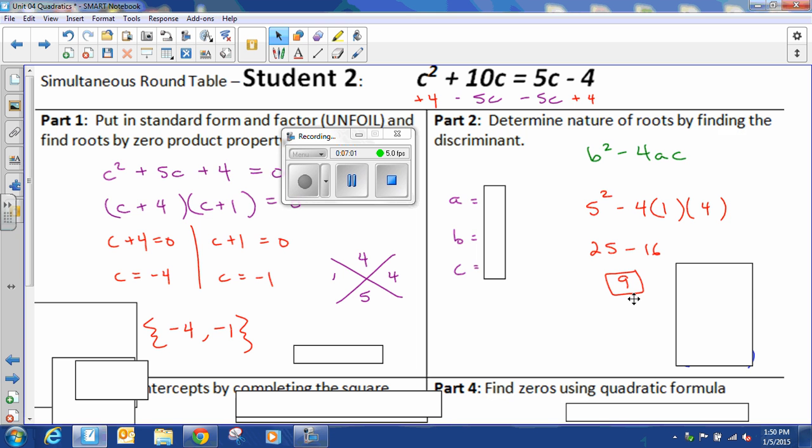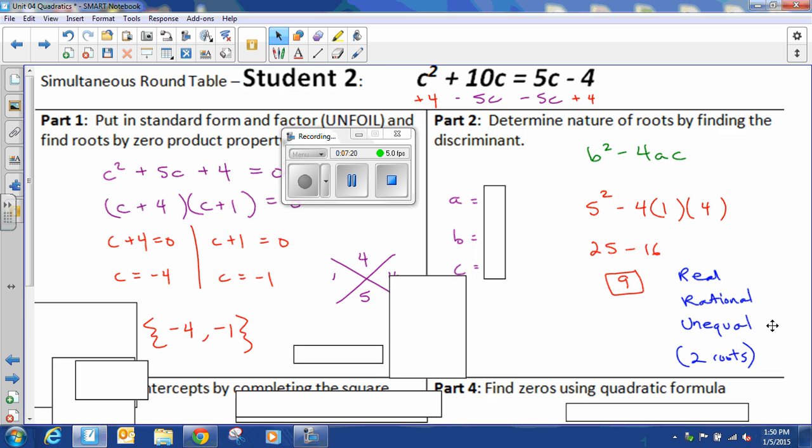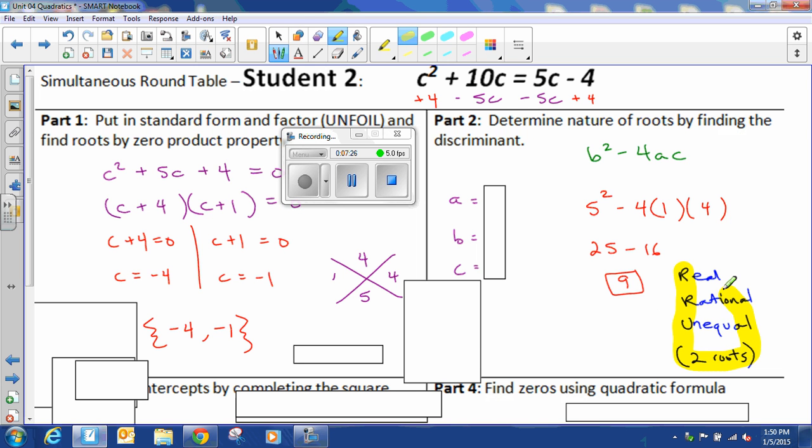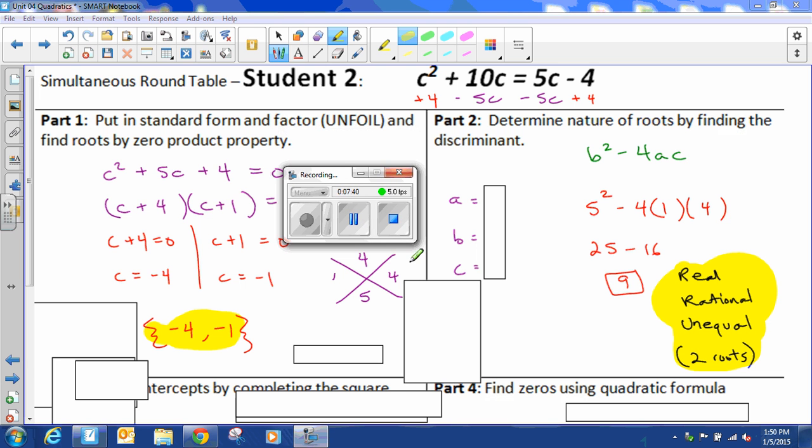If you remember, if your discriminant is positive, it's real, and it's also unequal, has 2 roots. We need to determine whether it's going to be rational or irrational. Now, because 9 is a perfect square, we end up with a rational set of roots. So comparing these properties of our roots, if we actually look at the roots themselves, negative 4, negative 1, yes, it is real, it's rational, they're unequal because there's 2 answers. So that confirms that we have done this correctly.